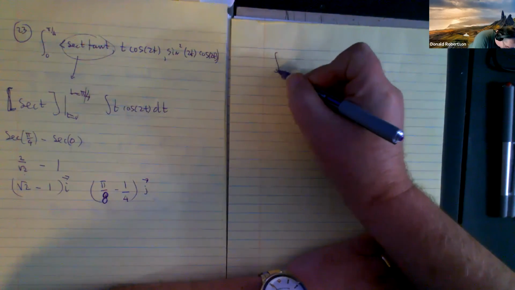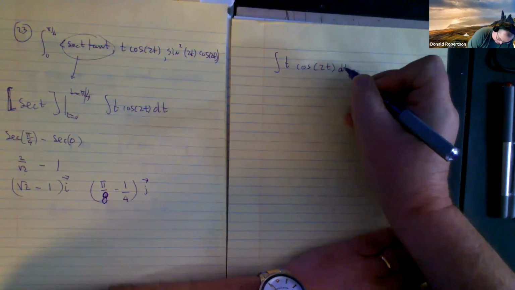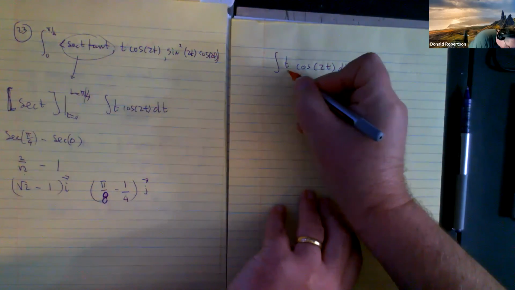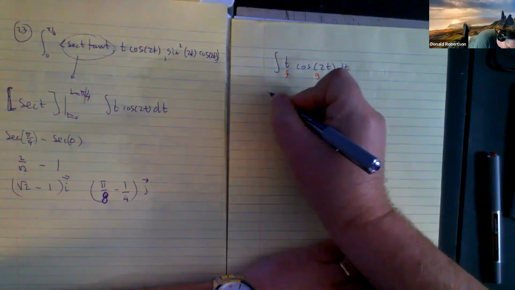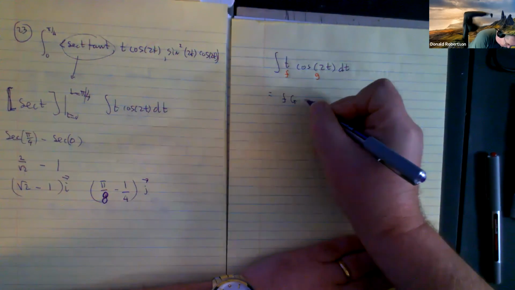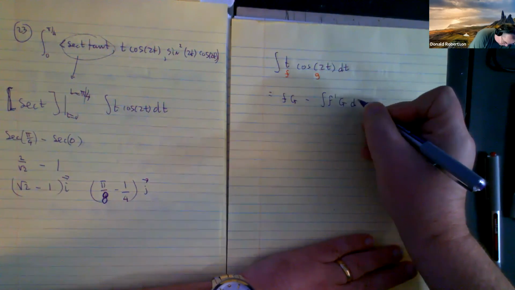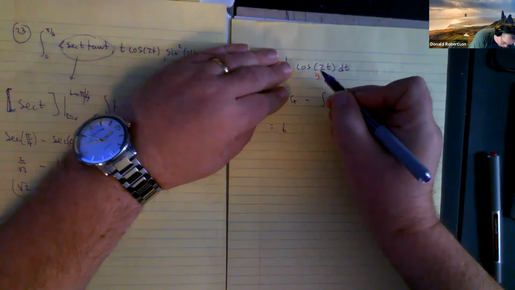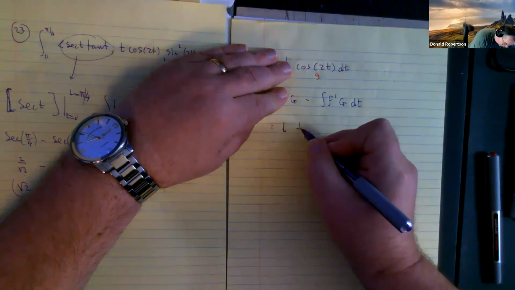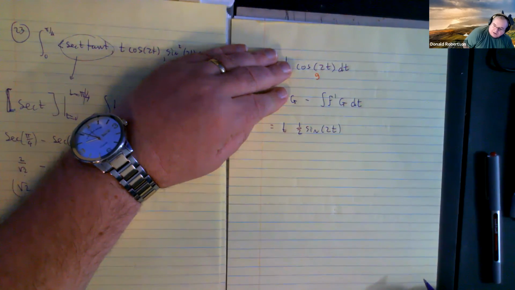Okay, so I need to find the integral of t cosine 2t dt, and it's going to be an integration by parts. So I'm going to call this f and this g. The version of integration by parts that I use is this formula. There's another version of it that uses u dv, which is fine. Now, leave this guy alone. If you integrate the cosine of 2t, you will get 1/2 the sine of 2t. Comfortable with that?